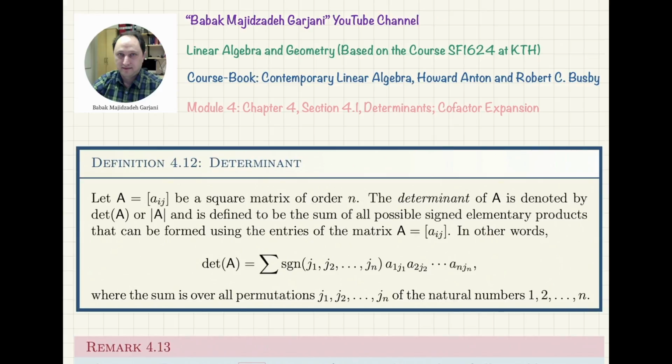So if you want to have a formula for that, this sentence is completely enough for defining a determinant, but if you want a formula for defining your determinant, you can consider this one. The determinant of this matrix A is the sum over all signed elementary products that I can form from the entries of this matrix, where the sum is over all permutations j1, j2, up to jn of the natural numbers 1, 2, up to n.